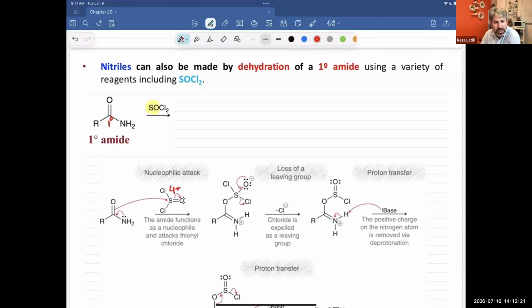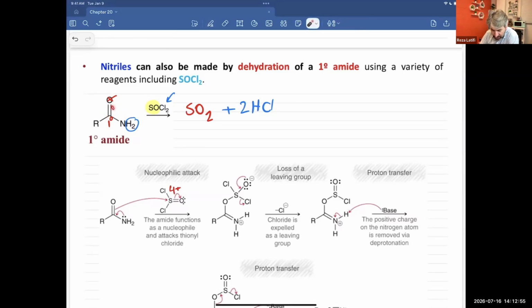Okay, so take the oxygen from the carbonyl and pair it with SO, and that's going to give you SO2. So that oxygen is gone. Next, what's going to happen with the 2 chlorides? Pair them with the 2 hydrogens. 2 chlorides with the 2 hydrogens, that's going to give me 2 moles of HCl. Now I'm left with a double bond and a nitrogen atom. So what do I do with them?